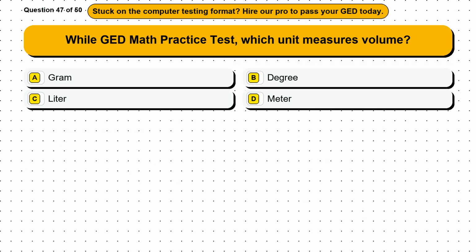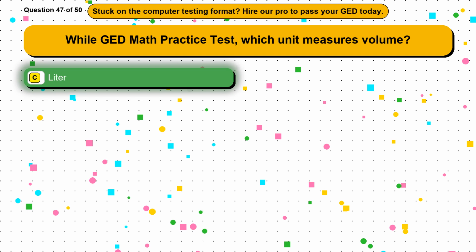Question 47. While GED Math Practice Test, which unit measures volume? Option A, gram. Option B, degree. Option C, liter. Option D, meter. The correct answer is option C.